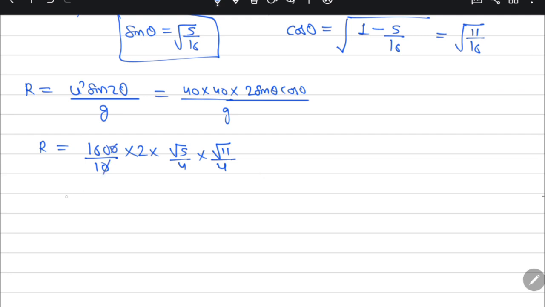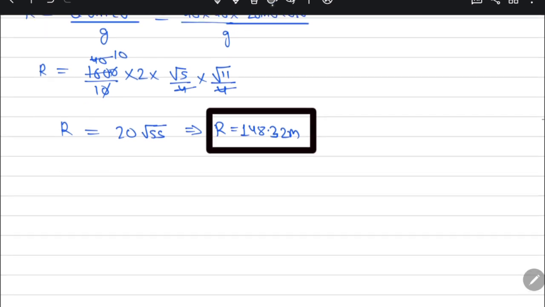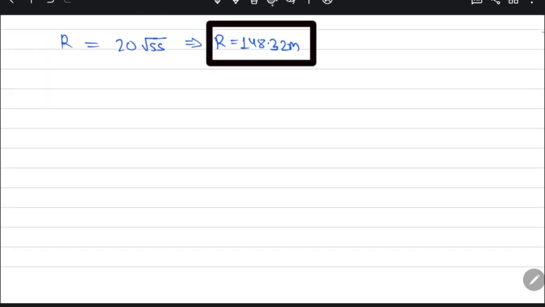Here 0 to 0 cancel, and if you divide this, it comes out to be 40. If you divide this again, it comes out to be 10, 20 root 55. If you find the root of 55 and multiply by 20, the range comes out to be 148.32 meter. Right. I proceed for the next question.